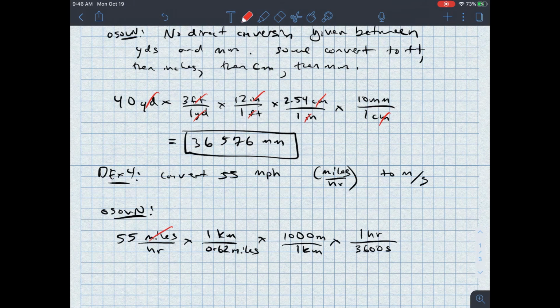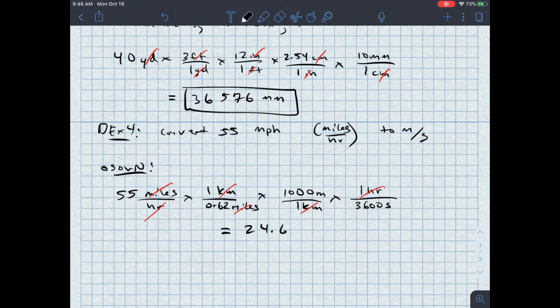So let's cancel out units here. Miles cancel with miles, kilometers cancel with kilometers, hours cancel with hours, and I'm left with meters per second. When I do this, I get 24.64 meters per second.